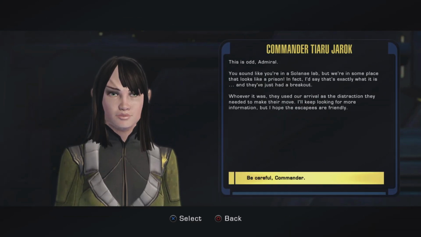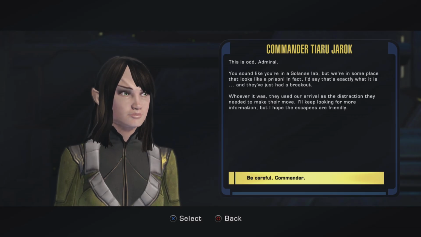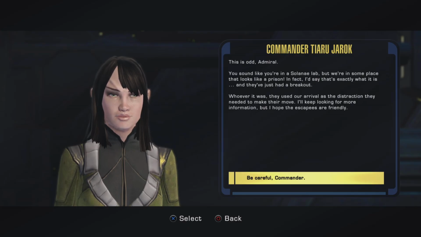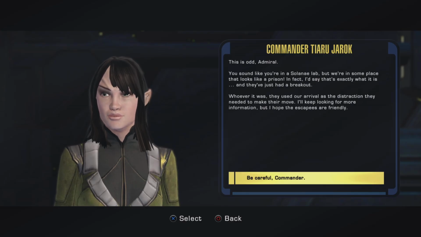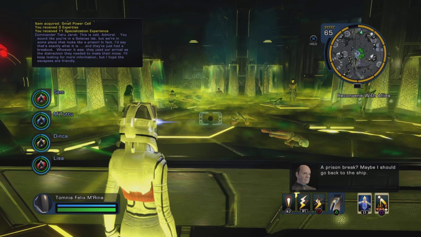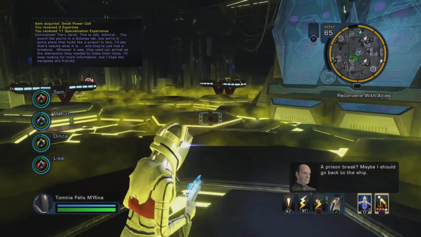Odd. You sound like you're in a Solanae lab, but we're in some place that looks like a prison. In fact, I'd say that's exactly what it is. And they've just had a breakout. Whoever it was, they used our arrival as the distraction they needed to make their move. I'll keep looking for more information, but I hope the escapees are friendly. A prison break? Maybe I should go back to the ship.